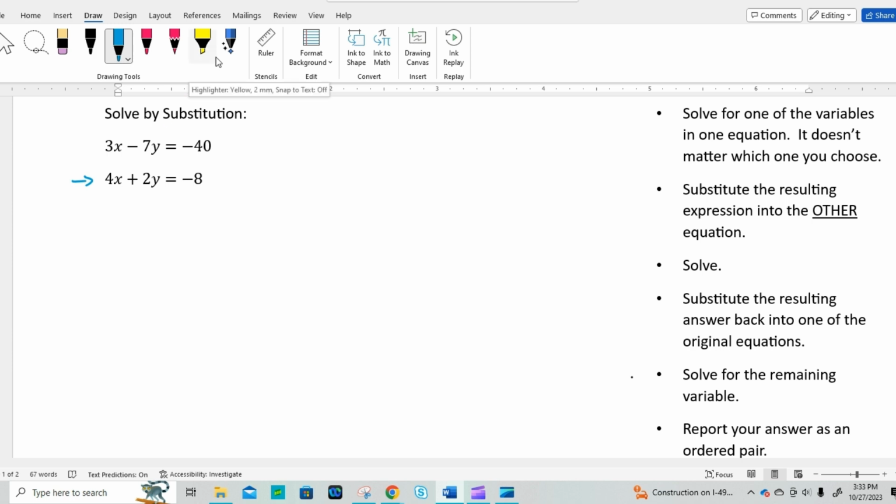Now, some of you may be looking at that 4 going, well, wait a minute, 8 is divisible by 4. And you're right, it is. The thing is, if I try to do 2 divided by 4, that ends up being a fraction. I don't want fractions. So I'm going to say that my y is the term that I'm going to isolate.